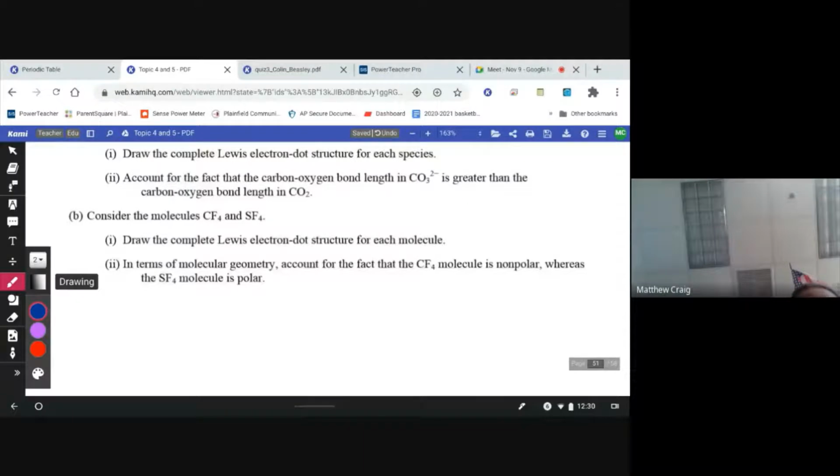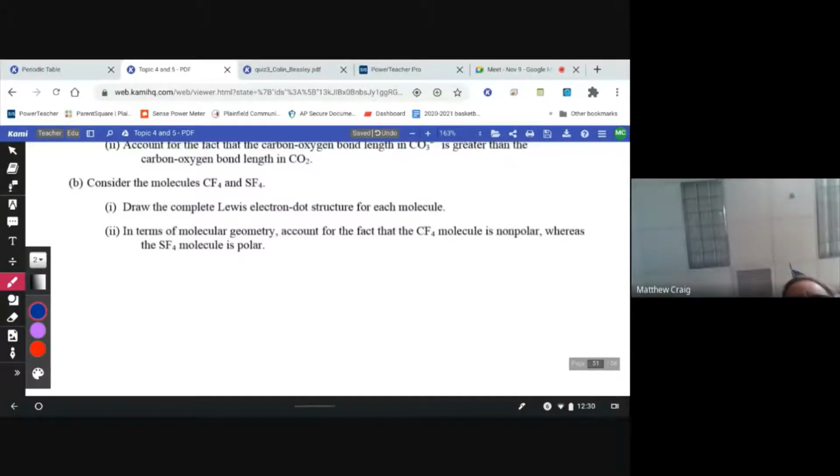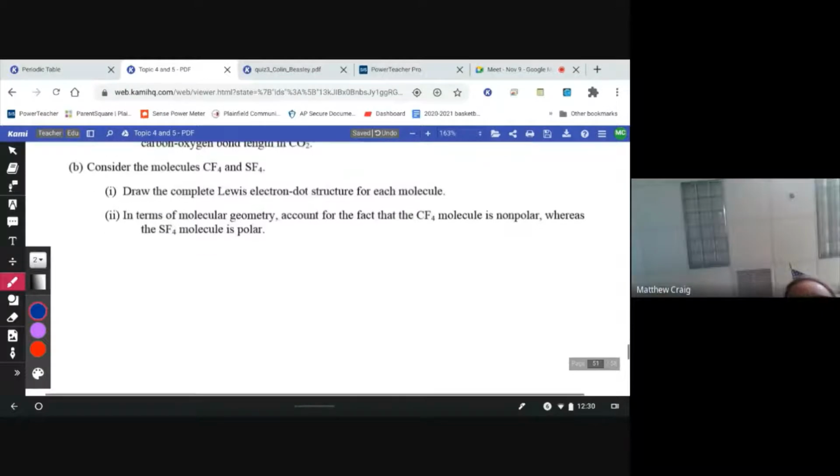Consider the following molecules: CF4, SF4. Draw the complete Lewis electron dot structure for each molecule.